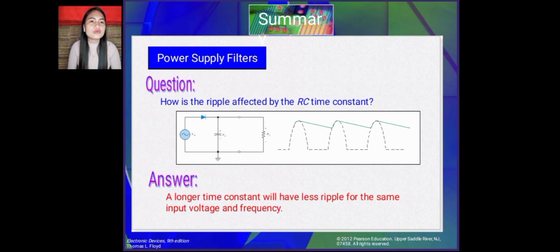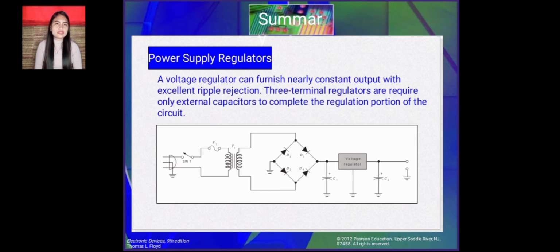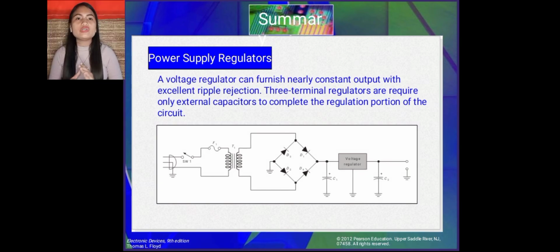So, a longer time constant will have less ripple for the same input voltage and frequency. Power supply regulators. A voltage regulator can furnish nearly constant output with excellent ripple rejection. 3-terminal regulators require only external capacitors to complete the regulation portion of the circuit. So, a voltage regulator is connected to the output of a filtered rectifier and maintains a constant output voltage or current despite changes in the input, the load current, or the temperature.